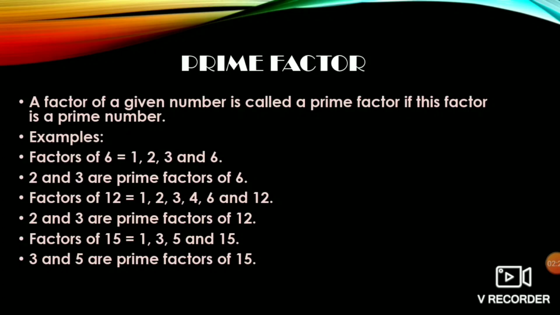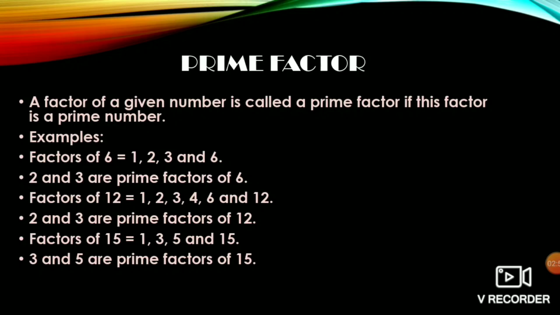To understand this more, factors of number 12 are given. They are 1, 2, 3, 4, 6 and 12. Out of these, only 2 and 3 are prime numbers. 4, 6 and 12 are not prime numbers. So 2 and 3 are prime factors of number 12.